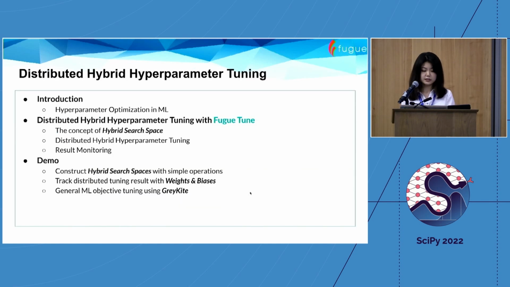For today's presentation, I'll first give an introduction to the hyperparameter tuning problem in machine learning, and then discuss some common pain points from a data scientist's point of view. And then I'll talk about how those pain points are addressed by Fugue-tune. And with real case examples, I'll show you how to construct hybrid search spaces, and also some advanced tricks, such as how to distribute the tuning job on Dask and monitor the tuning job with Weights and Biases.